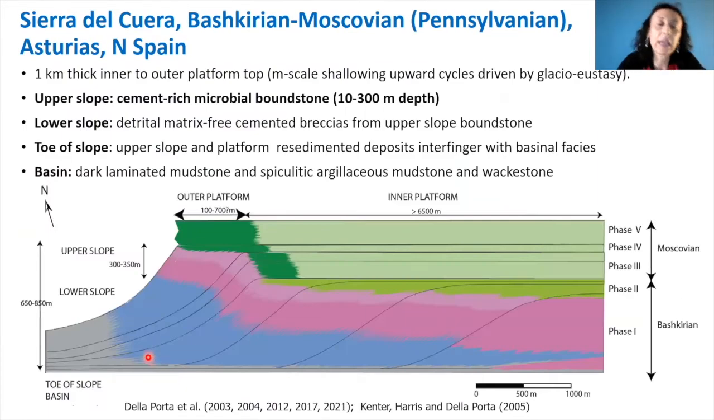And this is a similar diagram showing the reconstruction of the facies distribution with an outer platform with basinward dipping of the platform beds, microbial boundstone dominated upper slope down to 300 meter depth, lateral to grain supported cemented breccia, and a concave upward toe of slope.